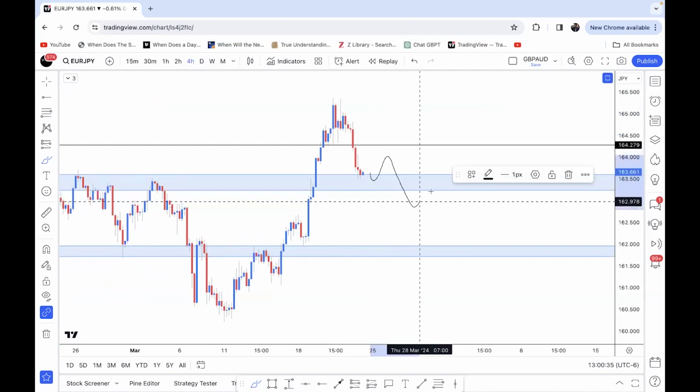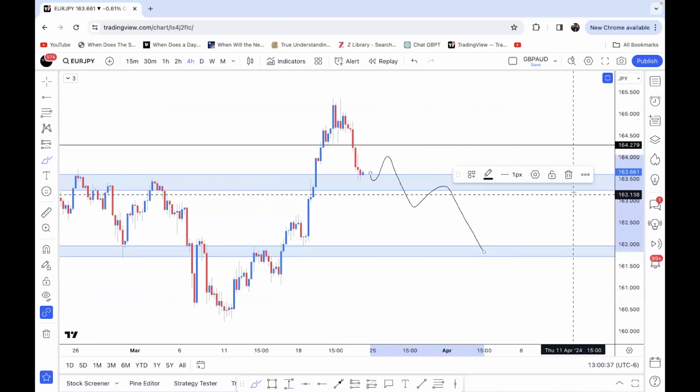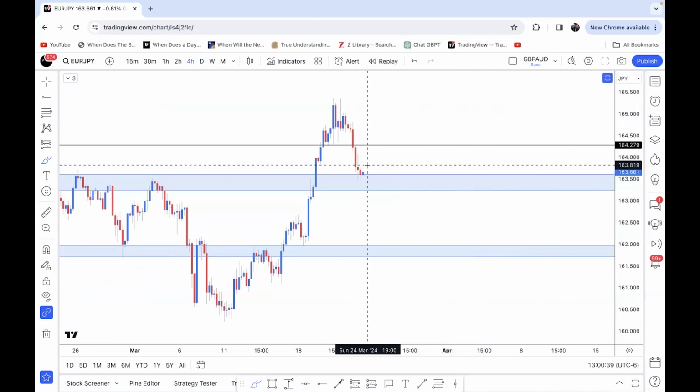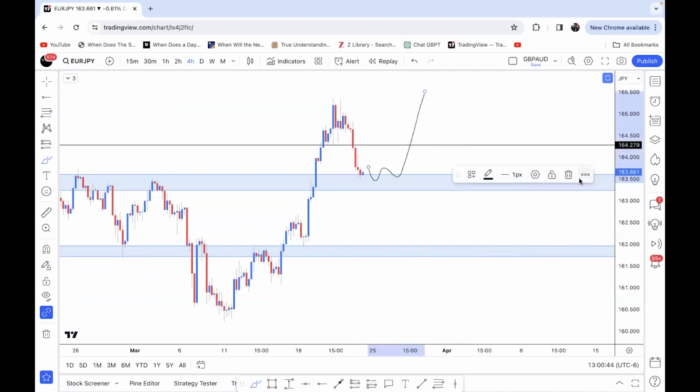If we break below structure, then I would say trade in that direction. Because if the yen wants to go bearish, this could potentially hold here and just set up for the next fall.